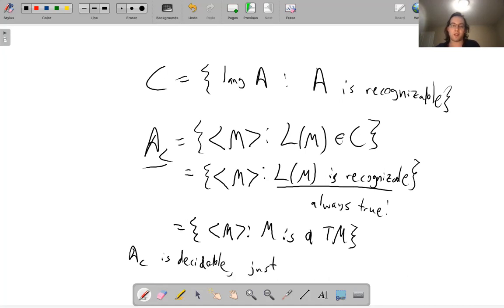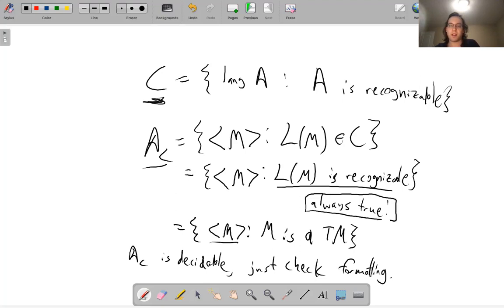Just check formatting. So just check if the input string is formatted like a Turing machine, and if it is, then accept. Otherwise, reject. Okay, so AC is decidable in this case, and that's basically because every language of a Turing machine was in the class C.